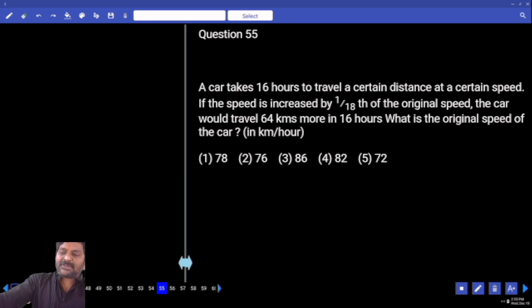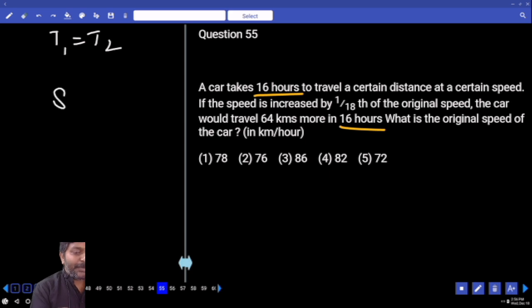A car takes 16 hours to travel a certain distance at a certain speed. The speed is increased by 1/18th of the original speed. The car would travel 64 kilometers more in 16 hours. What is the original speed of the car? Okay. Now, if you want to calculate this, underline the statement: in both cases, time is the same. If time is constant, speed and distance are both directly proportional.